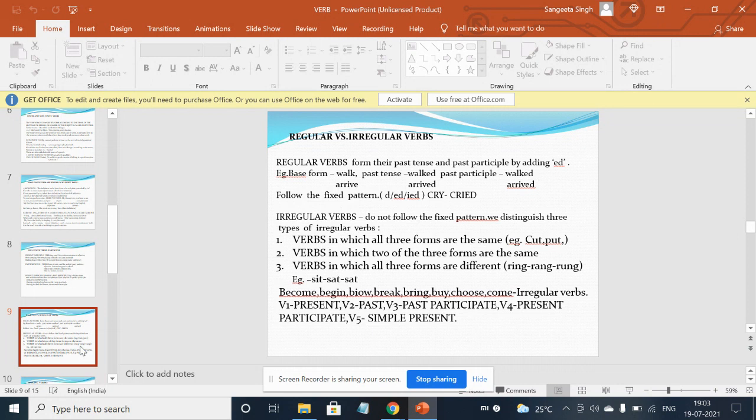Become, became, become. Begin, began, begun. Blow, blew, blown. Break, broke, broken. Bring, brought, brought. Buy, bought, bought. Choose, chose, chosen. Come, came, come. These all are irregular verbs. Now, next day we will discuss linking verbs and auxiliary verbs.